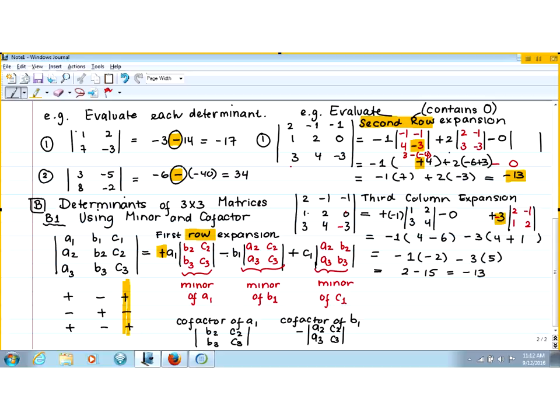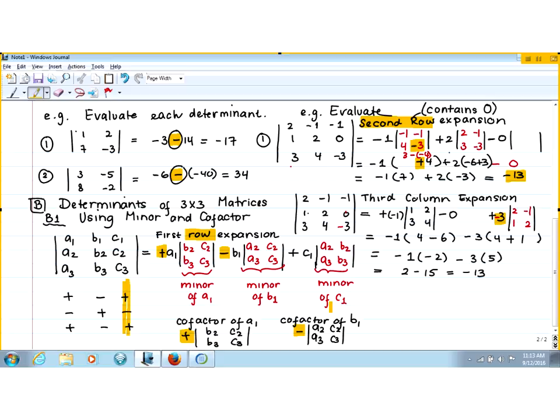So the cofactor is just the minor multiplied by the checkerboard sign, so it depends on the location of the element. Does that make sense? Here there is a plus, but we usually don't write the plus. That's the cofactor. Can you tell me what is the cofactor of C1? Is it plus or minus? Plus, and then the determinant of A2, A3, B2, B3. Make sense? Okay.